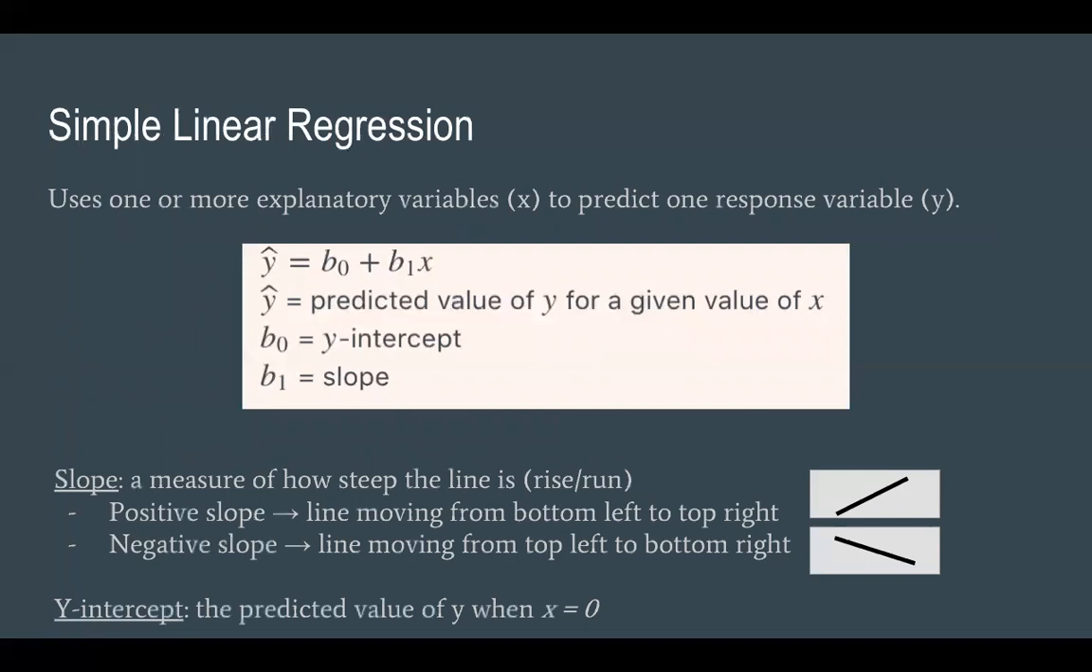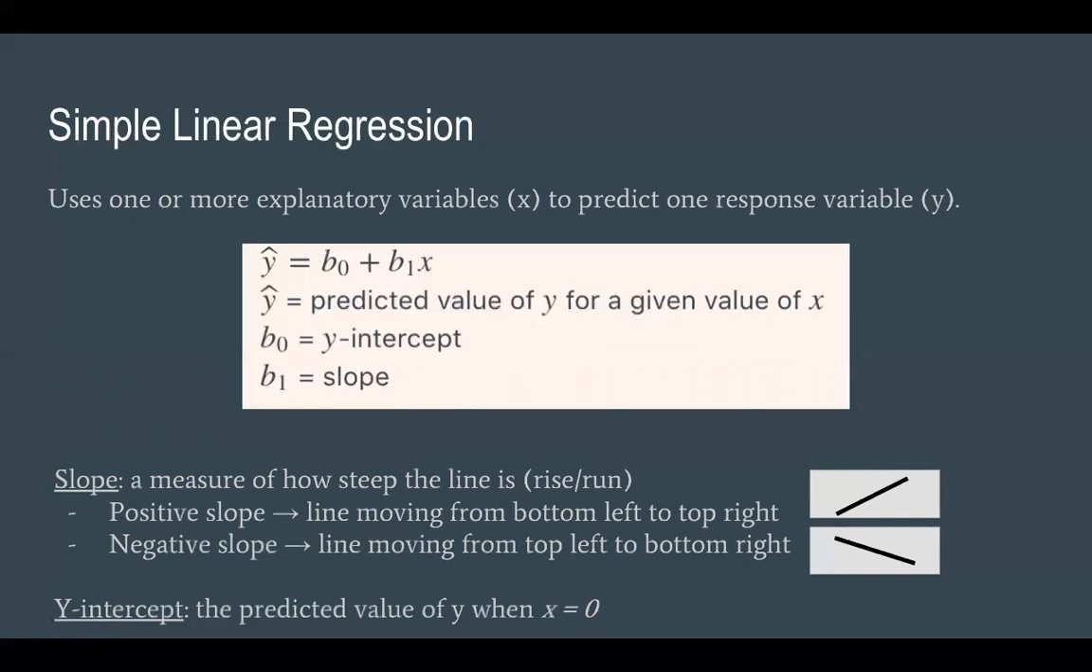Simple linear regression is when you use an explanatory variable, also known as x or the independent variable, to predict one response variable, which is known as y, or the dependent variable. Our formula for that is: your predicted value of y for a given value of x is equal to your y-intercept plus your slope multiplied by your explanatory variable, or x variable.